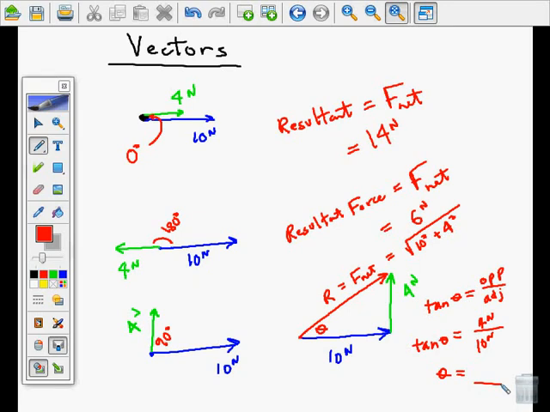So vectors, if they're both going the same way, you simply add them up to get the resultant, also known as the net force. If they're going the opposite direction, you subtract them. And if they're going at right angles, then you have to put them in head to tail form.